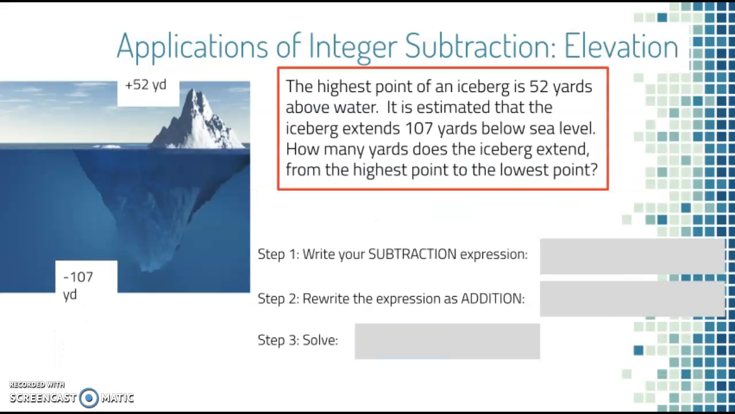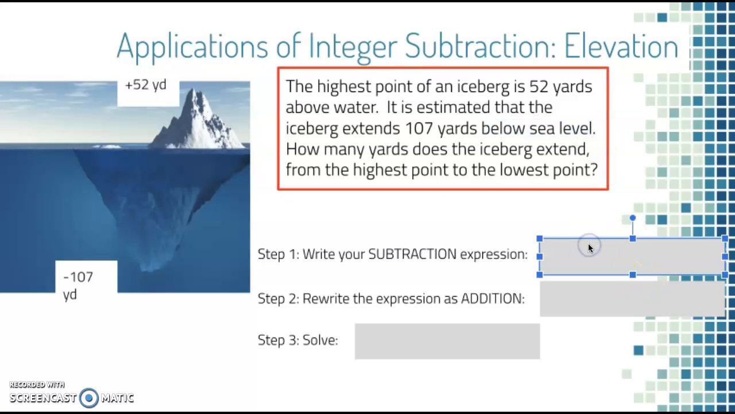Similar concept here. Remember, we're finding the difference and it's going to be high minus low. The highest point of an iceberg is 52 yards above water. They estimate that the bottom of the iceberg is 107 yards below sea level. How do you represent below sea level? That should be a negative integer. How many yards does the iceberg extend from the highest point to the lowest point? So again, we're finding the difference here.